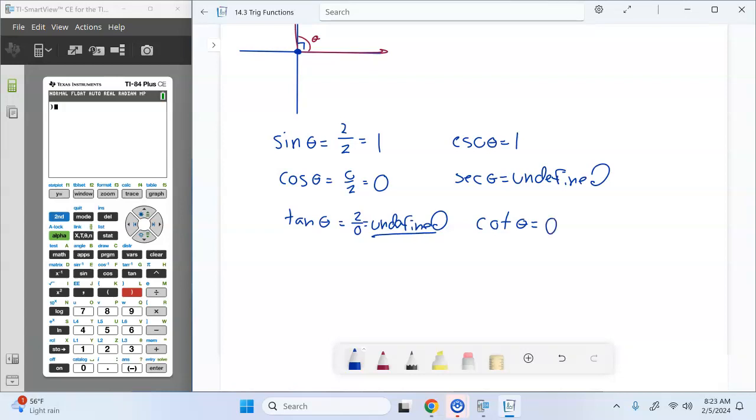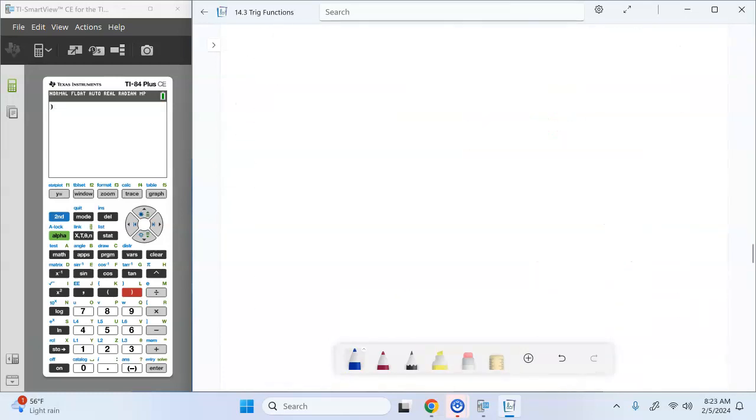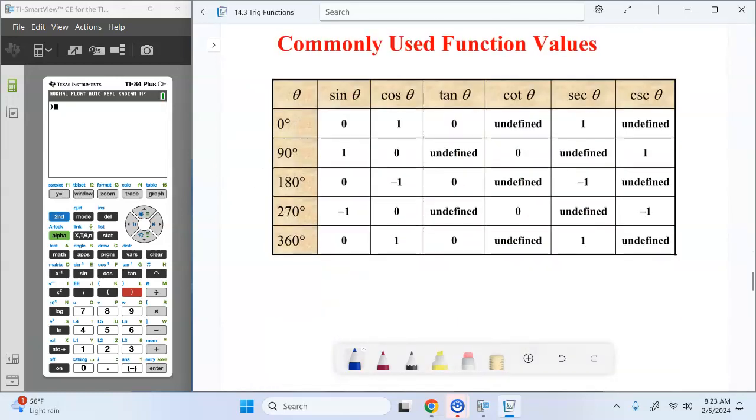Okay? Our quadrantal angles follow that pattern. They're either going to be a 1 or a negative 1, depending on which axis you're on, a 0, or undefined. That's it. That's what they'll all be. If you're at 90, 180, 270, or 360, all of your trig functions will be one of those 4 numbers, which is delineated by this chart down here.